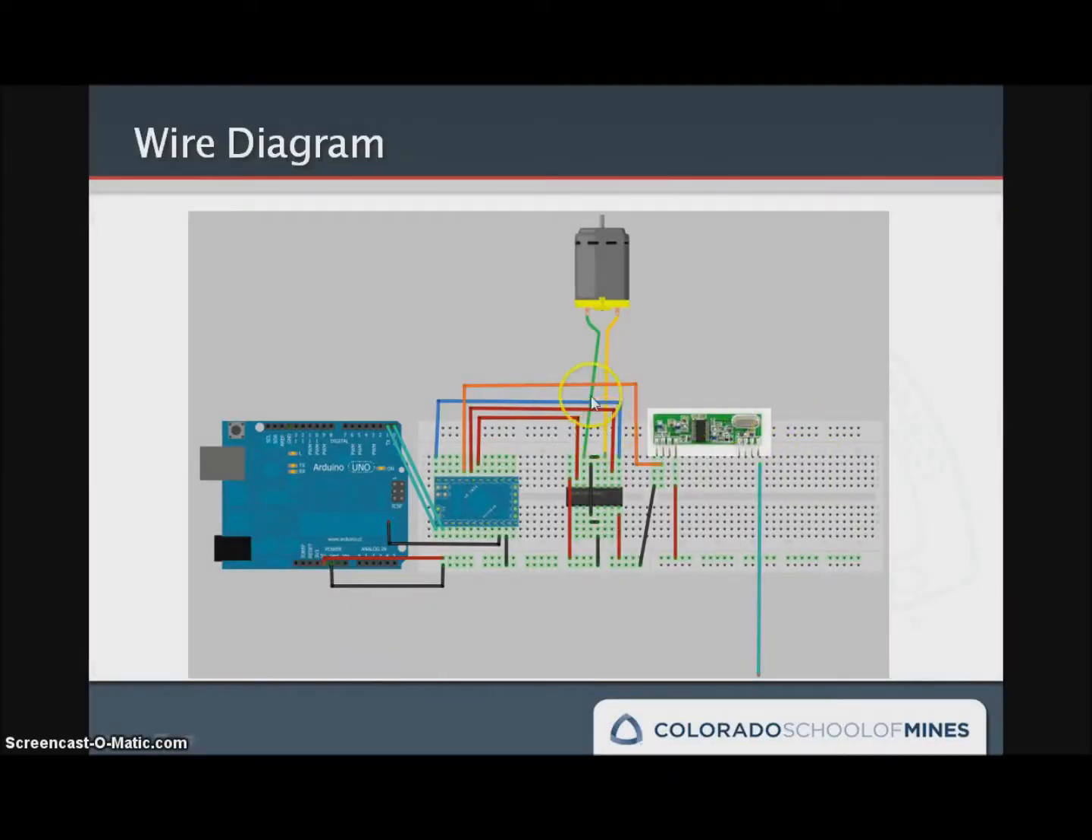Here is the wiring diagram, shown in programming state. The Arduino Uno is used to program the Arduino Mini. Once it's programmed, the battery will be connected to these two wires down there.